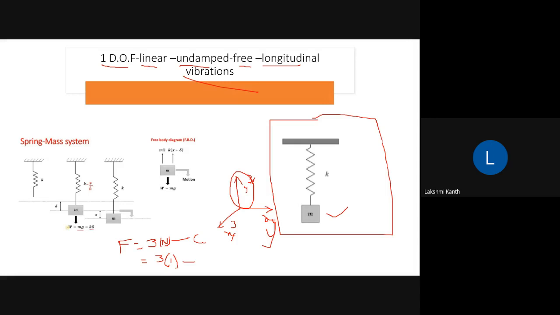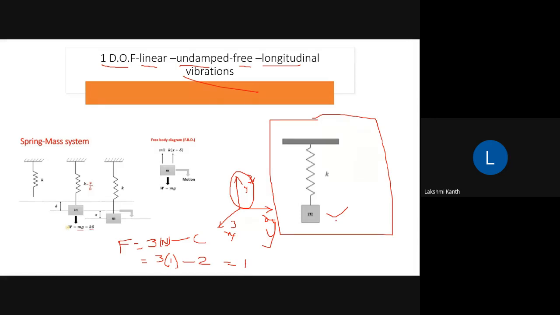Number of constraints, in the sense that this mass is not able to move in the x direction, and it is not able to move out of the plane, in the y direction. So here the number of constraints is 2. It is in a position to move only in this vertical direction. So here there is no constraint in the vertical direction, but in the horizontal direction and out of the plane, there is a constraint. So automatically 3 minus 2 is 1. So this system's degree of freedom is 1.